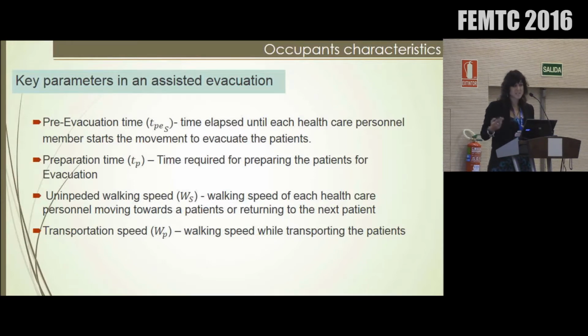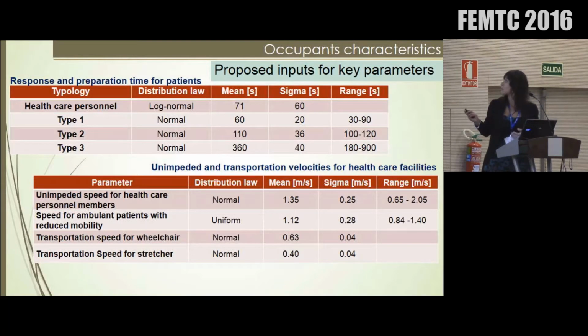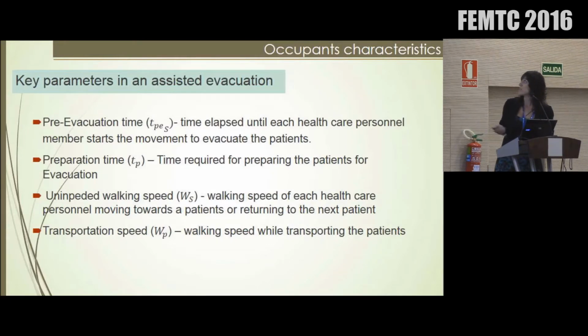As we will see now, some of these parameters are a bit different from the typical parameters that we can find in a model. First, we have the pre-evacuation time. That is the time required by the healthcare personnel to start the movement to the first patient to be evacuated. After that, we have the pre-preparation time. That is the time required by the healthcare personnel for preparing the patient before starting the evacuation movement. Obviously, this preparation time, as I said, depends on the type of illness or the type of treatment.